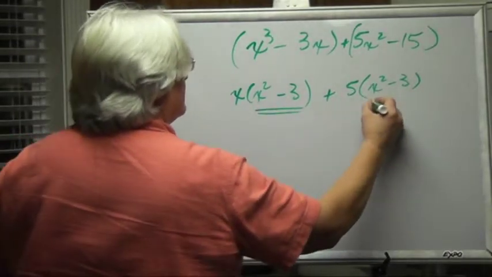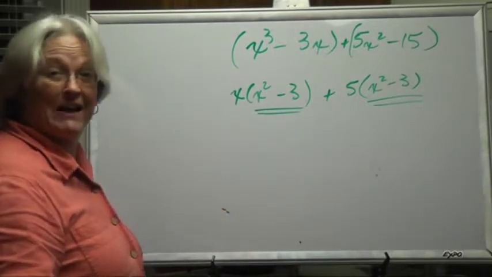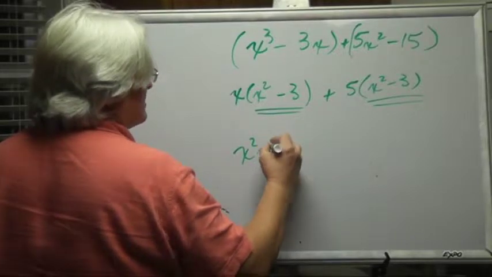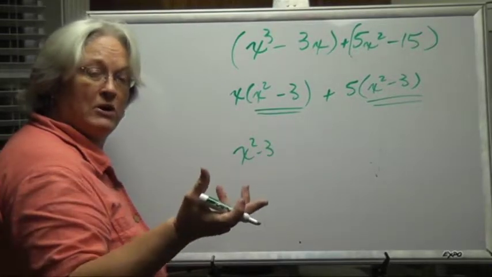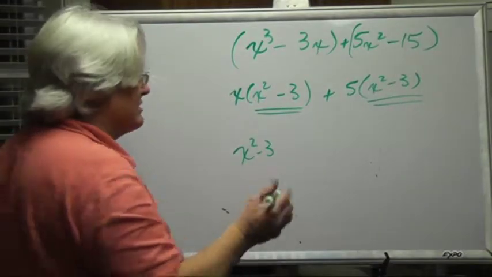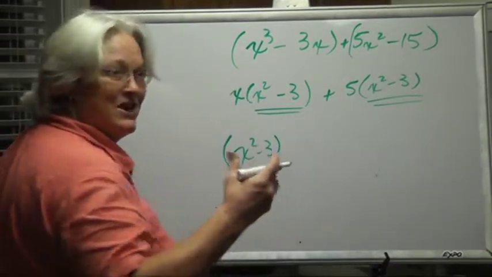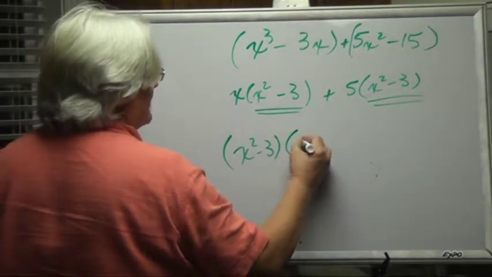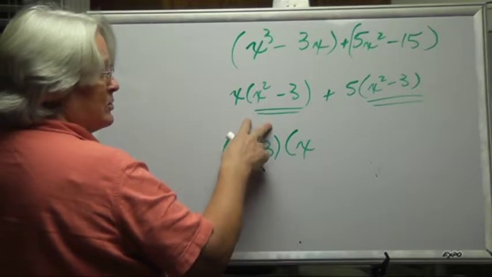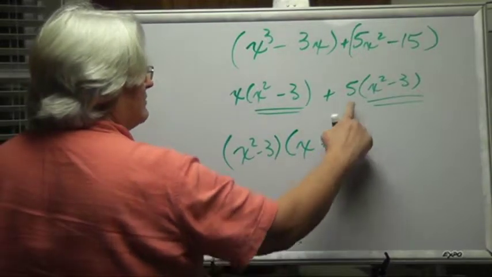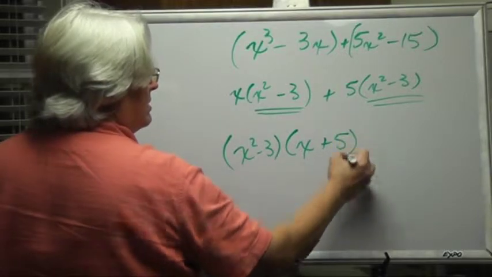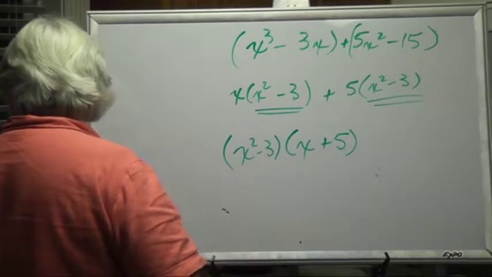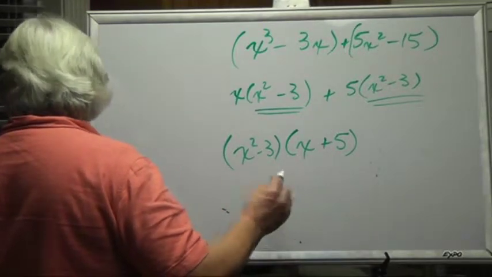We have a common factor of x squared minus 3. So we factor out x squared minus 3 because this whole expression, the x squared minus 3, is the factor. You've got to make sure that you have that enclosed in parentheses. So you have x squared minus 3, the factor that you have left remaining here in this first product is x, plus the factor that's remaining here is 5. X squared minus 3 times x plus 5 is the solution.